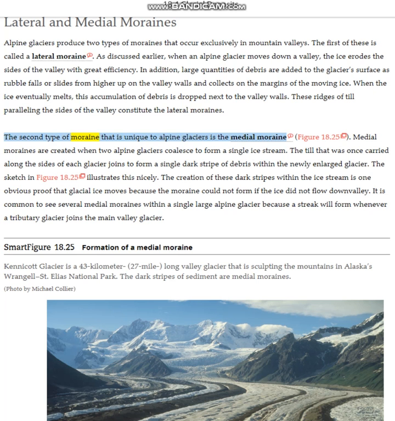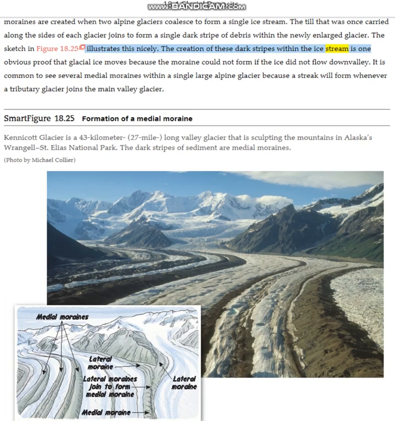The second type of moraine that is unique to alpine glaciers is the medial moraine, figure 18.25. Medial moraines are created when two alpine glaciers coalesce to form a single ice stream. The till that was once carried along the sides of each glacier joins to form a single dark stripe of debris within the newly enlarged glacier. The sketch in figure 18.25 illustrates this nicely. The creation of these dark stripes within the ice stream is one obvious proof that glacial ice moves because the moraine could not form if the ice did not flow down valley.